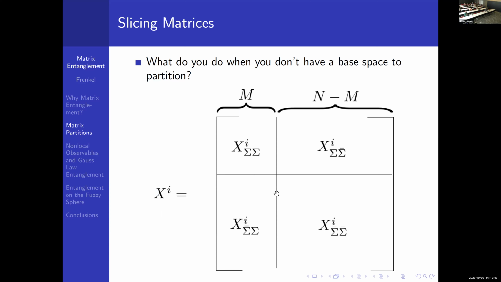And in that language, each of these blocks are just independent degrees of freedom. Because this is a quantum mechanics problem with a finite number of degrees of freedom, there's not any subtlety in what it means to integrate out some subset of the degrees of freedom. What I mean is that my Hilbert space directly decomposes into a product of H sigma sigma, tensor H sigma sigma bar, tensor H sigma bar sigma bar.